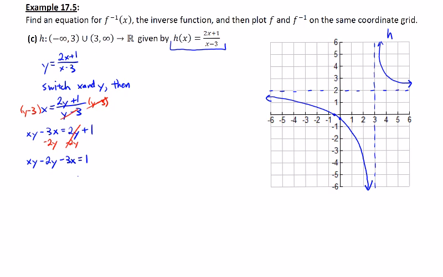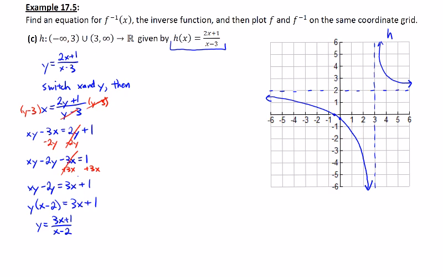So all the y's are on one side, but I still have a term on the left side that does not involve y. This is where I'm going to add 3x to both sides, and the 3x's will cancel on the left side, leaving me with xy minus 2y is equal to 3x plus 1. So on the left-hand side, everything involves a y. Factor that out as a common factor, and you're going to have y times x minus 2 is equal to 3x plus 1. Then you divide both sides by x minus 2, and you're going to have y equals 3x plus 1, all divided by x minus 2.